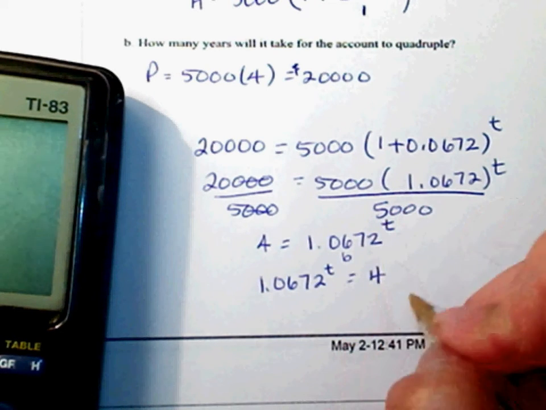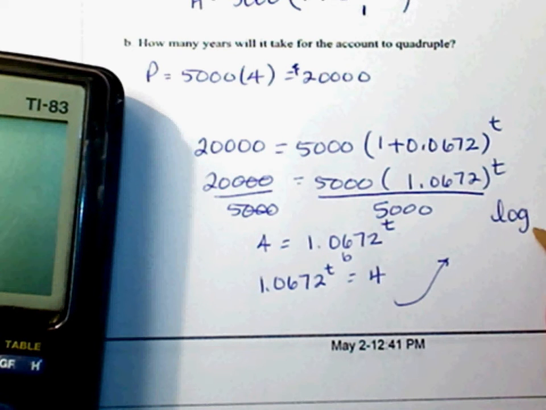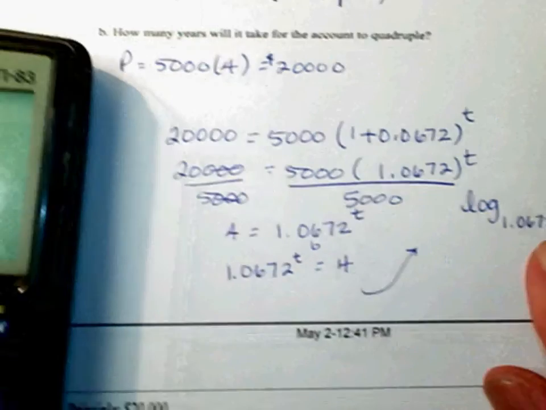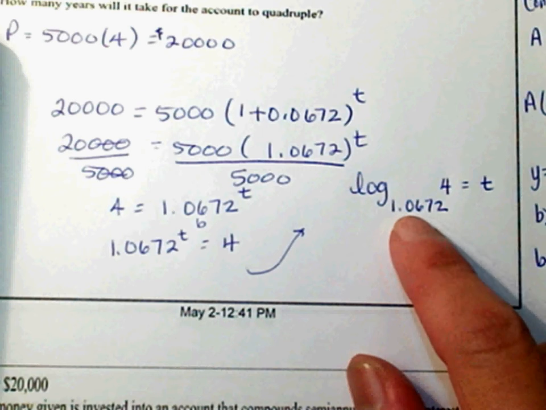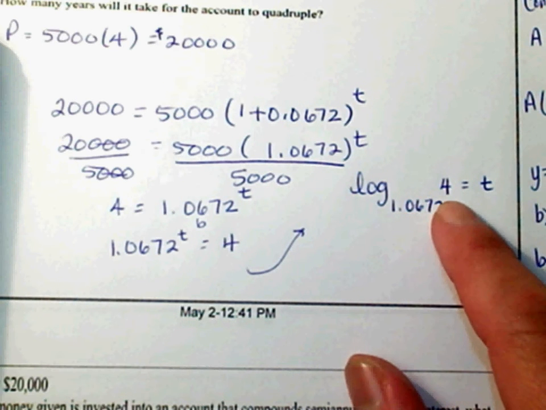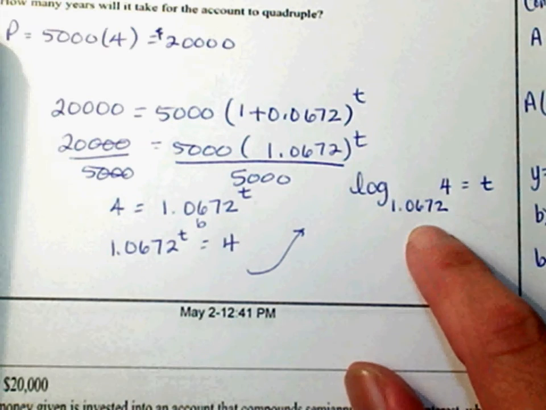Now let's go ahead and convert that to logarithm. So log base 1.0672 of 4 is equal to T. This part, my apologies, here's your base, 1.0672, raised of 4 is equal to T. You can solve for T. All you have to do is plug this into your calculator.